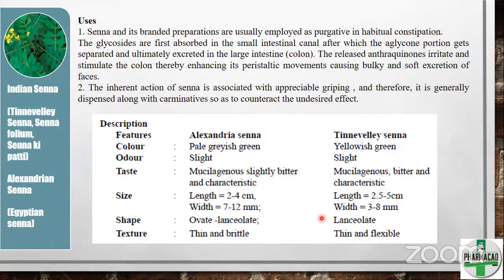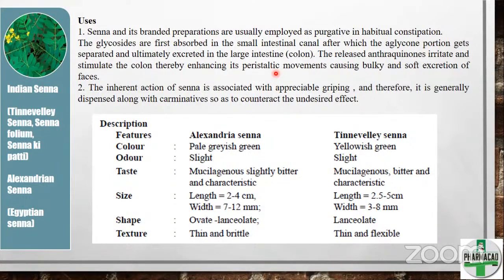Uses: senna and its branded preparations are usually employed as a purgative in habitual constipation. Glycosides are first absorbed in the small intestine, after which the glycone portion will get separated and ultimately excreted in the large intestine. So this is how senna is used. Any marketed preparation you guys know about senna? You can write in your comment section. I will tell you two. Marketed preparations: one is Senokot, the other is Senna Soft. These are nothing but different marketed preparations of senna.